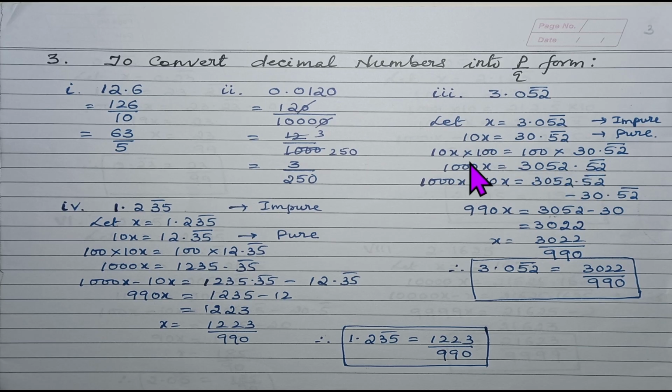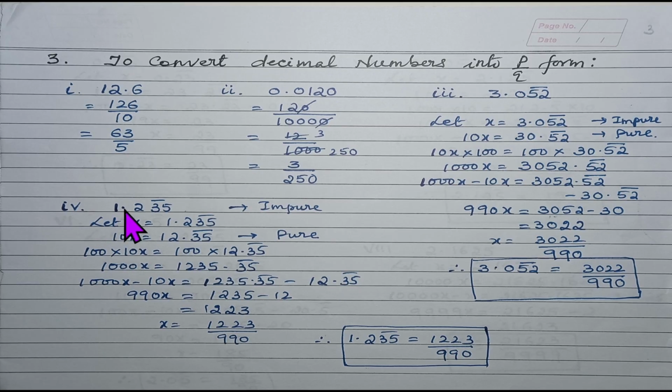Now subtract 10x from 1000x. When I subtract 10x from 1000x, I get 3052 minus 30, because 52 bar will get cancelled. So 3052 minus 30 becomes 3022. Therefore x is equal to 3022 divided by 990. Therefore the conversion of 3.052 bar is 3022 divided by 990. So please remember the important basic here. If it is an impure form of non-terminating recurring decimal expansion, you have to convert it into pure form first, and then start the calculations. Now let us take one more example.